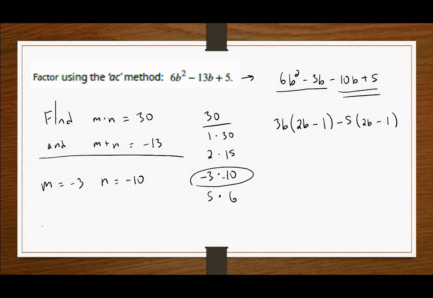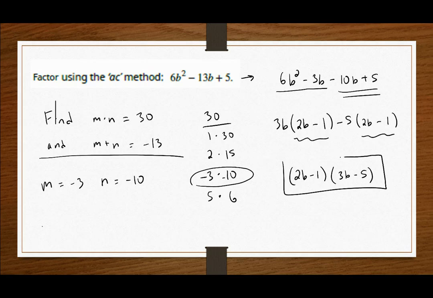So now that we know that the new common binomial is 2b minus 1, we remove it, and what we're left with is the product of the remaining factors, 3b minus 5. While this looks strange, it does multiply back together to give me the original expression. So that's the AC method in the, quote, hard version. Again, the additional step required is to take our middle coefficient here and split it into two parts so that we can factor by grouping. Let's look at one or two more examples.